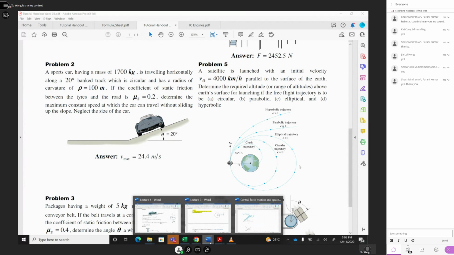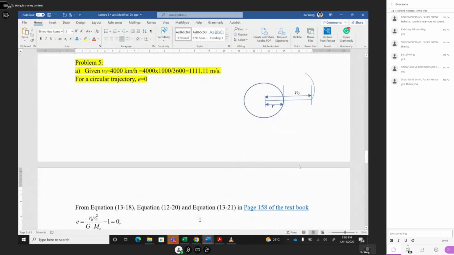Okay, we look at the solution. First of all, this is your Earth, and R0 is from the center of the Earth to the satellite, this distance. We really want to find this height from the satellite to the surface of the Earth. So this height should be equal to R0 minus the radius of the Earth. We should be clear on that. For the circular trajectory, e equals 0.